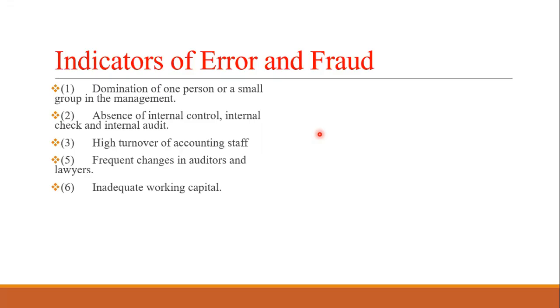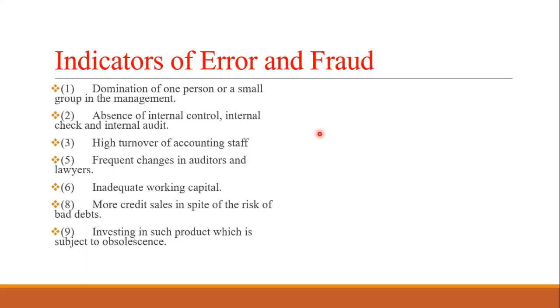Inadequate working capital. If you don't have a good amount of money with you, then there is a possibility you will go for a fraudulent act. No credit sale in spite of risk of bad debts. If you keep selling your products on credit, there is a possibility of a lot of frauds and errors. Investing in products which are subject to obsolescence. If you put money in outdated products, you will again incur losses, so that is again one of the indicators.